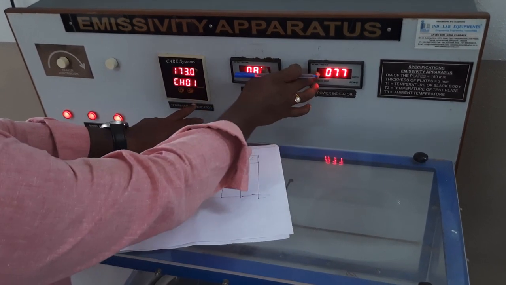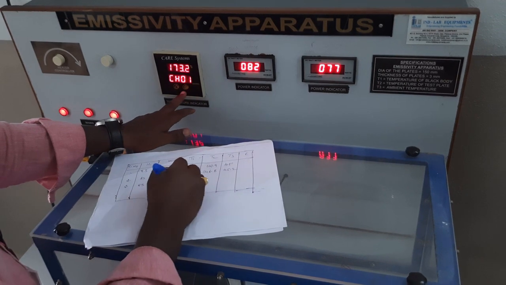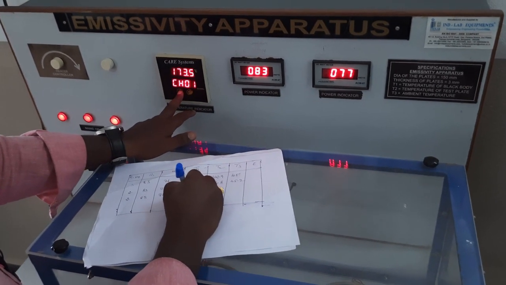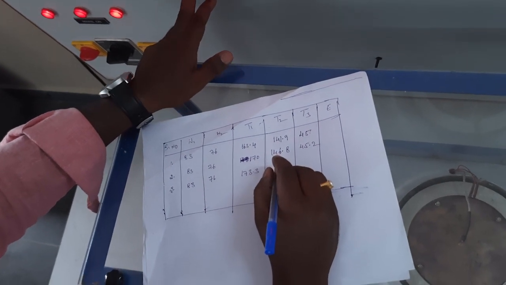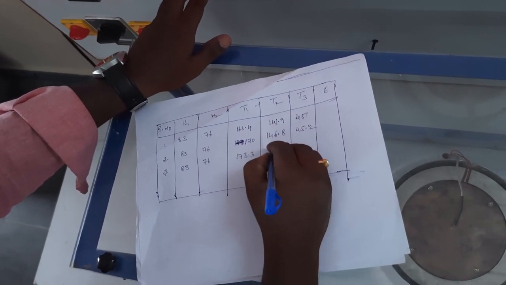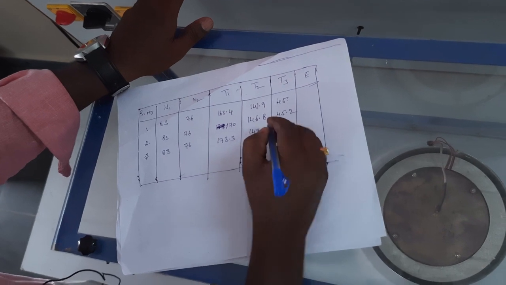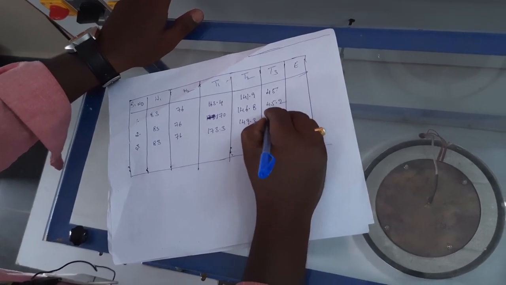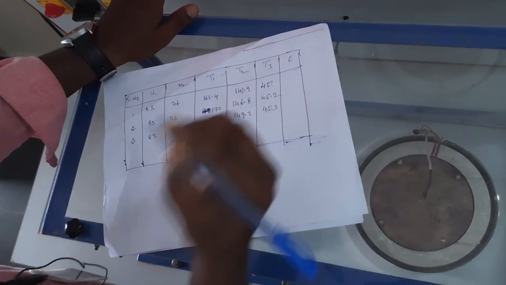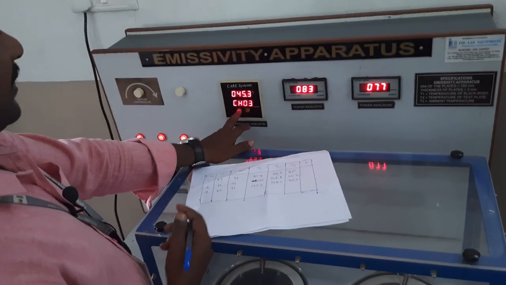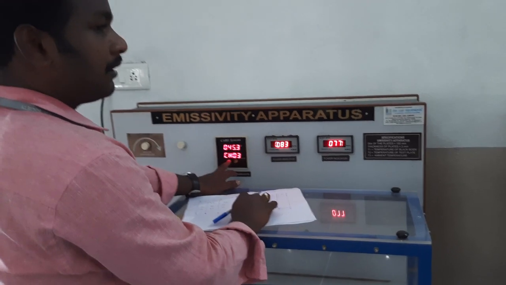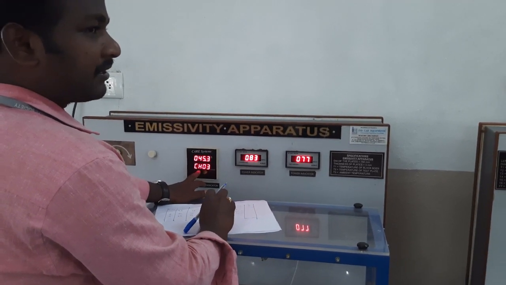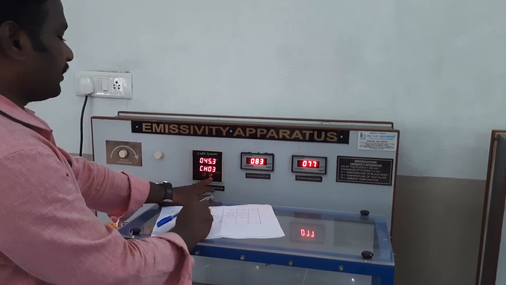I am keeping the power constant, not varying the power, and the temperature values are T1 is 173.3, and T2 is 149.3, and T3 is 45.3. So still some variation is there between T1 and T2, you have to wait some more time until both bodies maintain the same temperature.